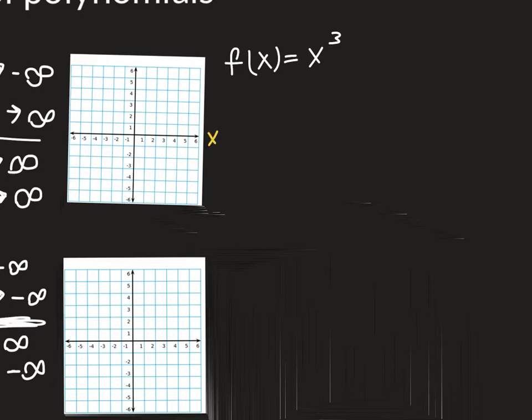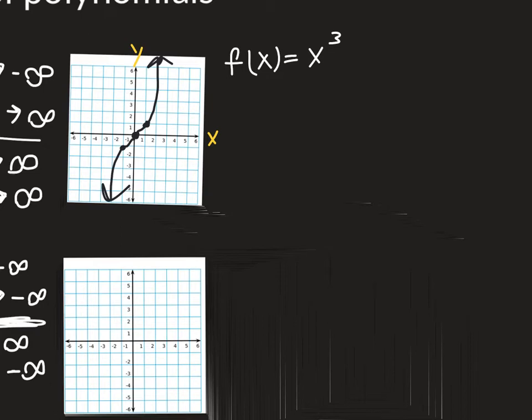So again, if this is my x-axis and this is my y-axis, let's take a look at what's going to happen. If I plug in 0, 0 times 0 times 0, or 0 cubed, is 0. If I plug in 1, 1 cubed is 1. If I plug in 2, 2 cubed is 8. So maybe kind of up there. And when I plug in negative 1, negative 1 times negative 1 times negative 1 is negative 1. Negative 2, I would get negative 8. So it's going to kind of shoot down to the bottom there. So that's going to be my general shape of x cubed.